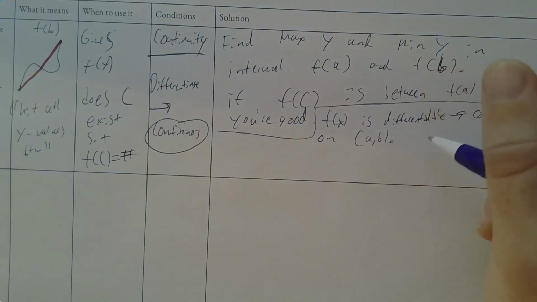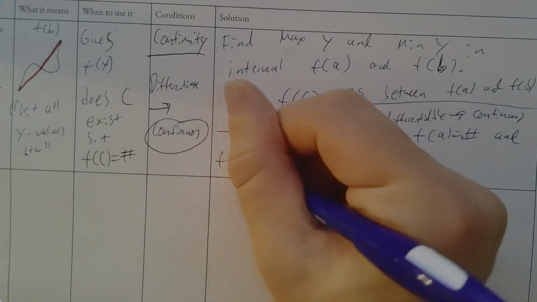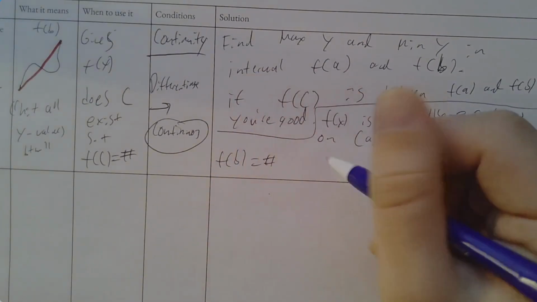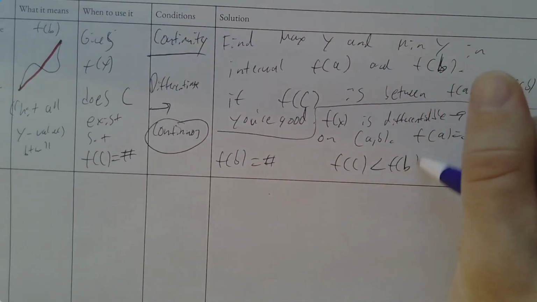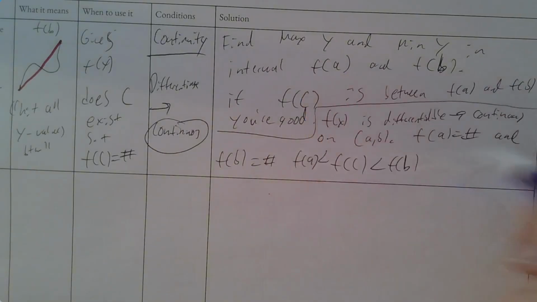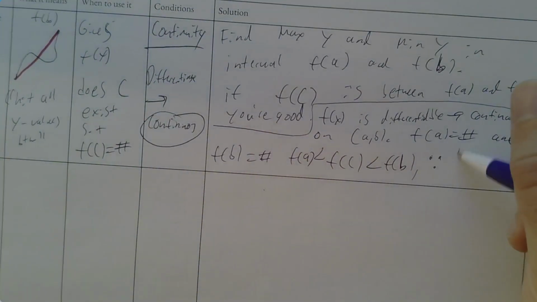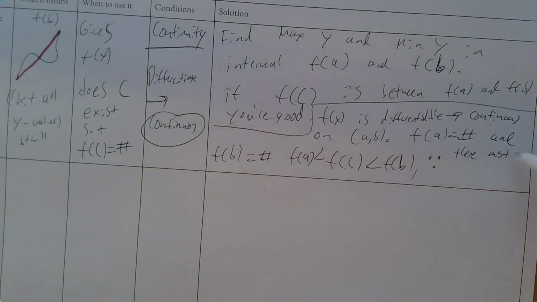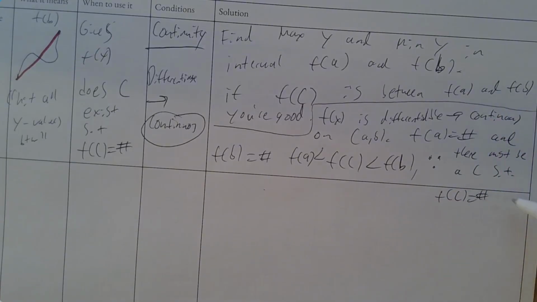f of a equals this number, and f of b equals this number, and f of c is between f of b and f of a. Therefore, there must be a c such that f of c equals this number on a to b.